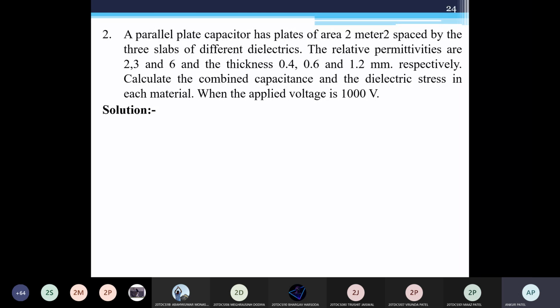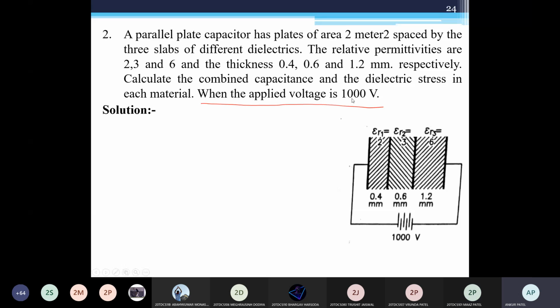So before solving the example, just read the sentence carefully, okay? Then just start your calculations. Here supply voltage is given, no need to assume, okay? 1000 volt. So in the given data, which parameters are given? Area is given. So 2 meter square. And epsilon R is given.